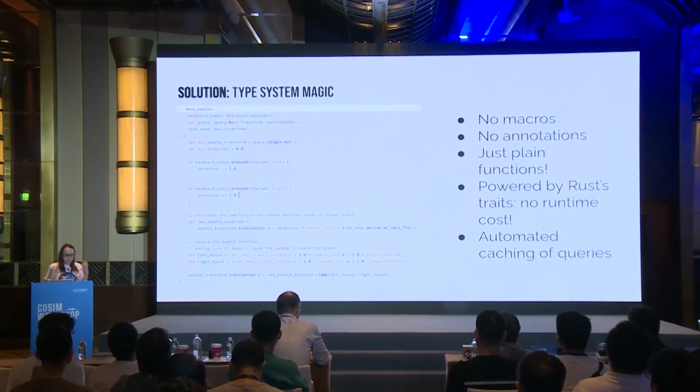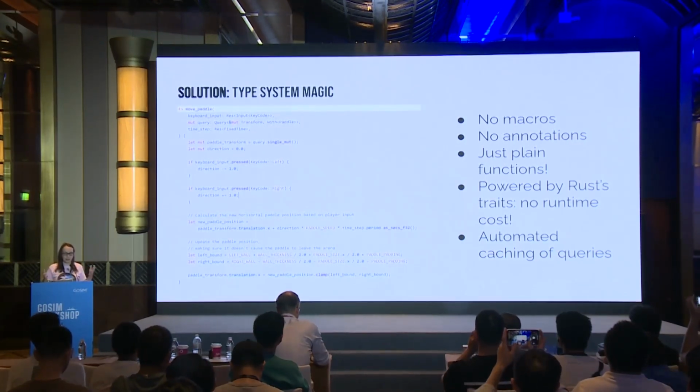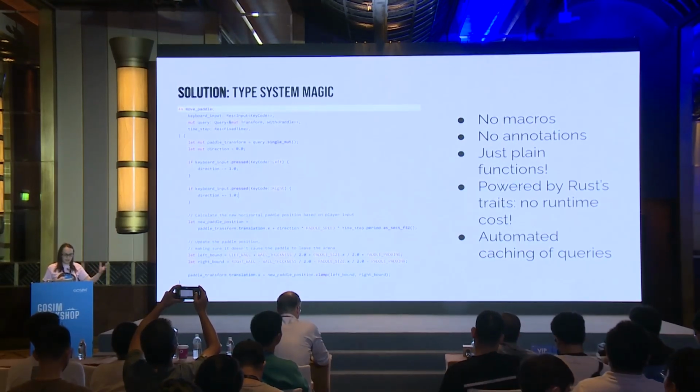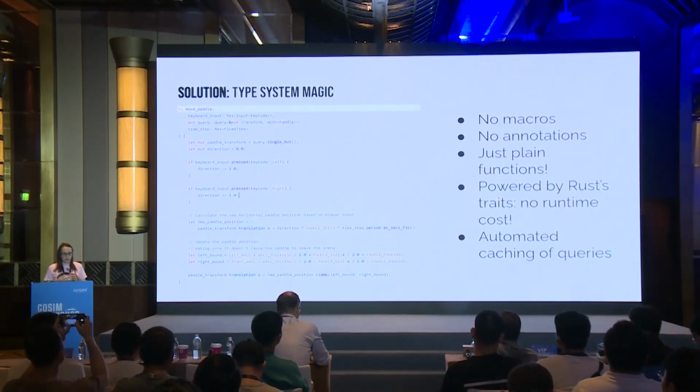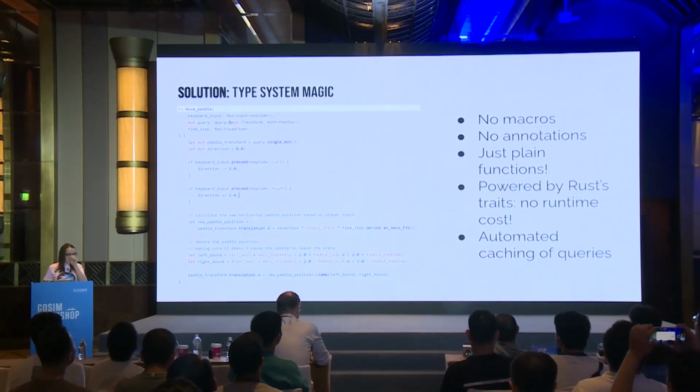And Bevy's solution is we're going to sprinkle a little bit of magic pixie dust courtesy of the Rust ecosystem to make it just work. You write a function, which is just a function. There's no macros, there's no annotations. It's just a function.